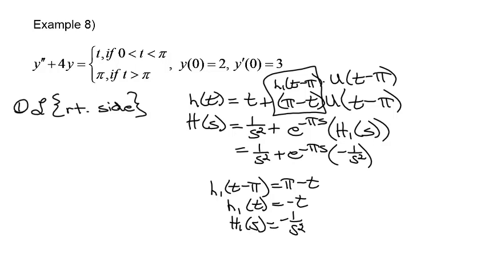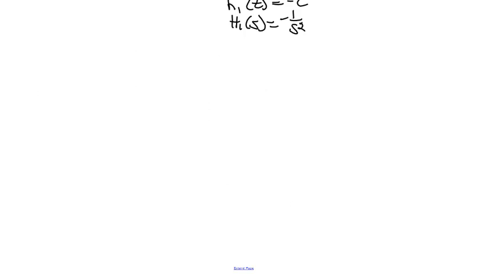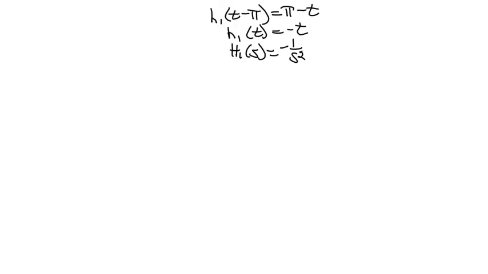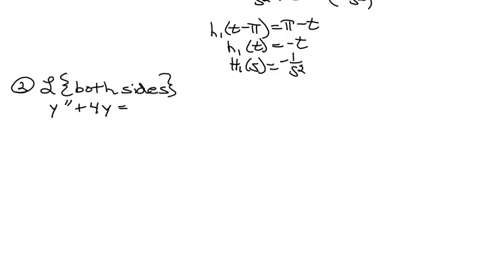All right, let me scroll down further, and let's do step 2. Step 2 is going to be to find the Laplace of both sides. Now we already know what the Laplace of the right is, so we can just plug that in. But the Laplace of the left side is going to require our derivative terms. So let me copy it again. We have y double prime plus 4y equal what we basically called h of t.